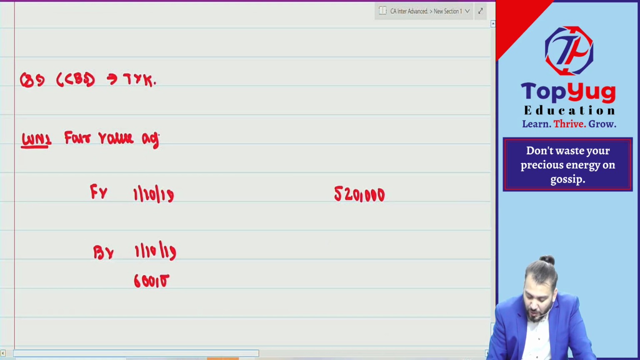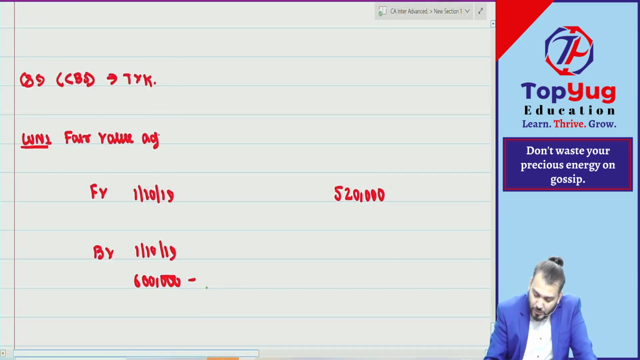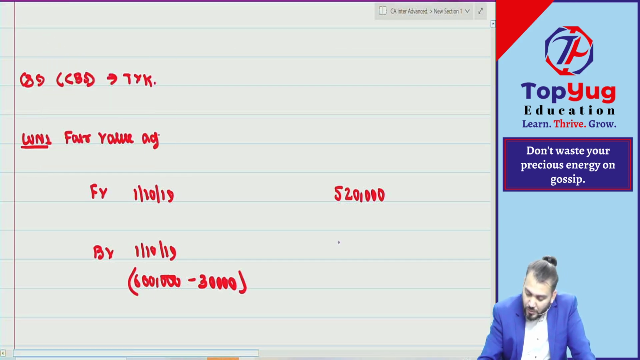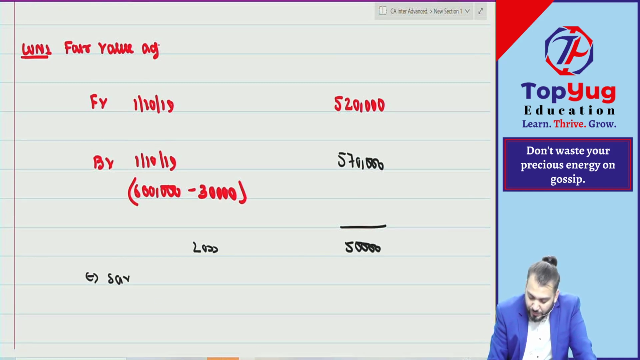6 lakh minus what? 10% for how many months? So 6 lakh minus 30,000 it will be. So 6 lakh minus 30,000 is equal to how much? 5 lakh 70,000. So how much is the loss? Loss is how much? 50,000. Then minus what? Saving in depreciation.